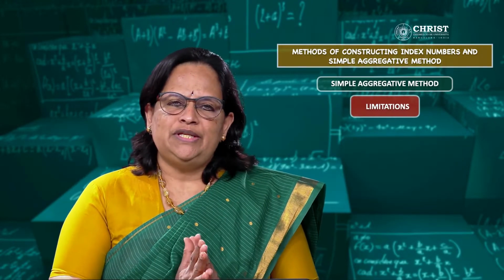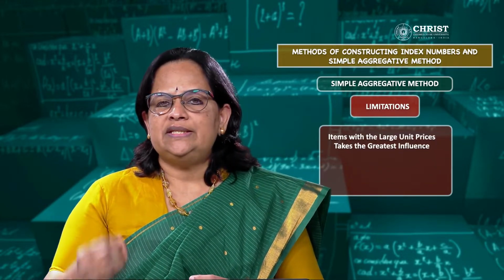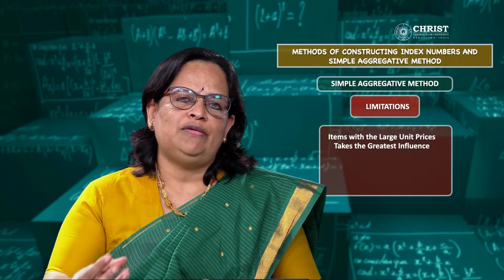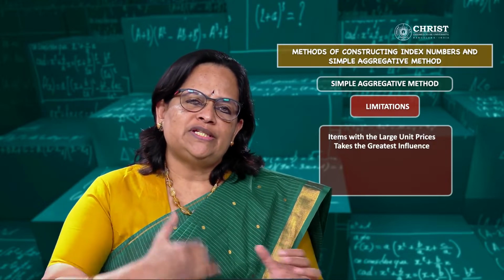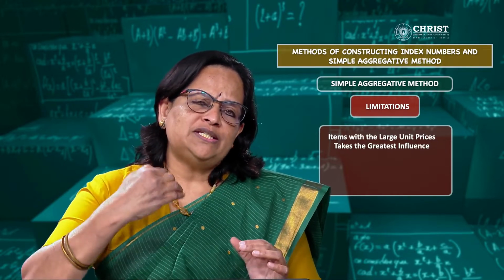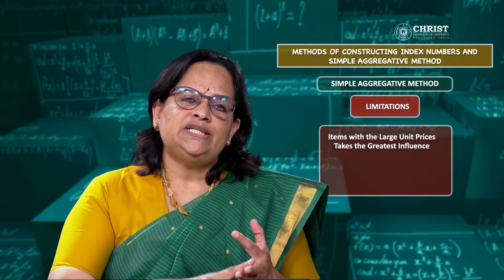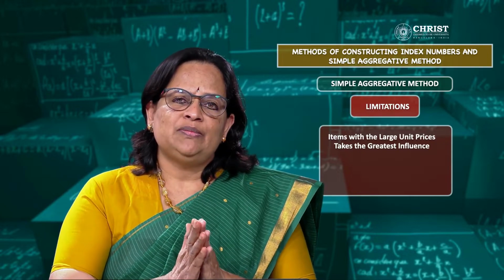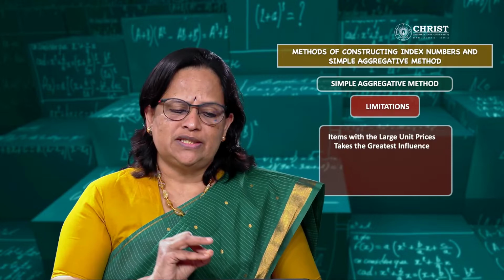Now we have to see the limitations. So items with the large unit prices take the greatest influence. The reason is that we are not assigning any weights for the values. Only the computation is based on prices. See, for example, if any price has gone up considerably in 2021, now we know that cooking gas, petrol, diesel, everything is going up. So if those values are included in the index, that will take the greatest influence in the computation of index numbers.